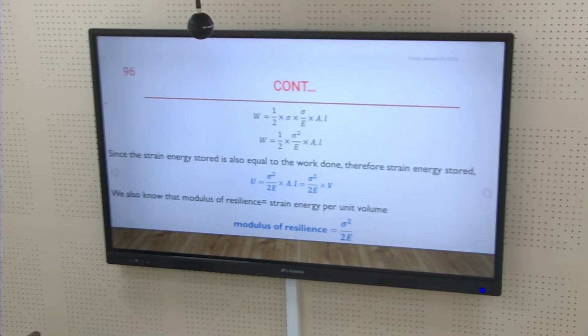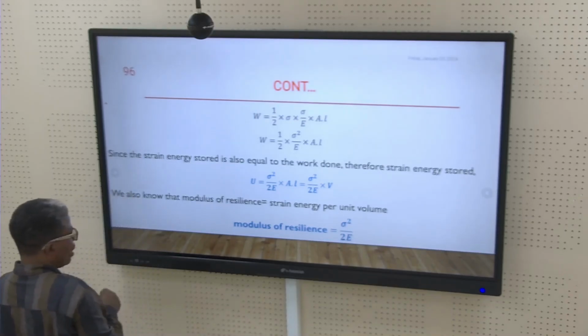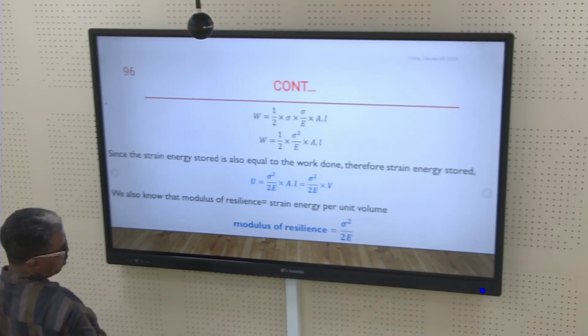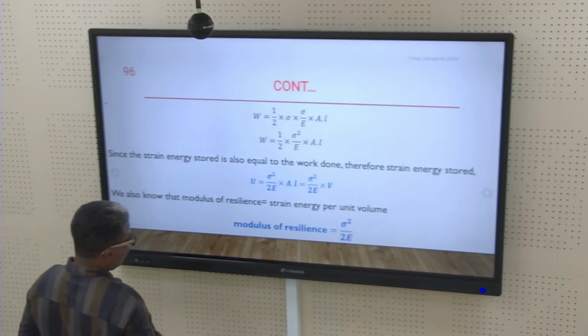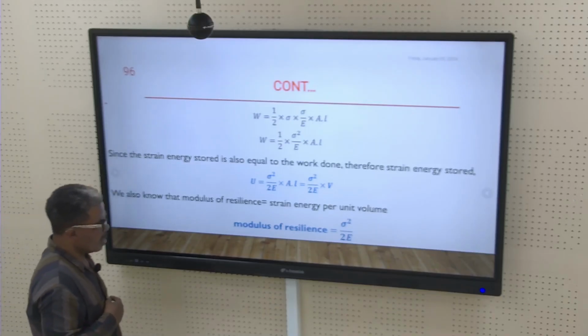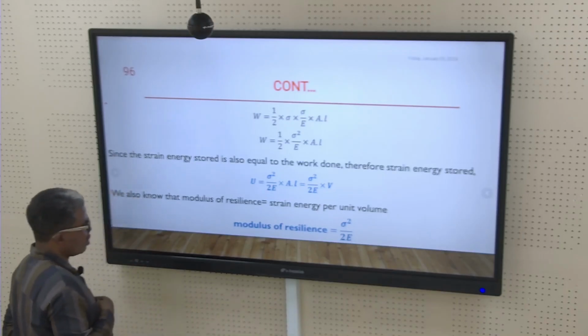Since the strain energy stored is equal to the work done, the strain energy stored can be given by such a formula. We also know that the modulus of resilience is equal to the strain energy per unit volume. One can also come up with a formula for the modulus of resilience, derived from the above: stress squared over 2 times Young's modulus gives you the modulus of resilience.